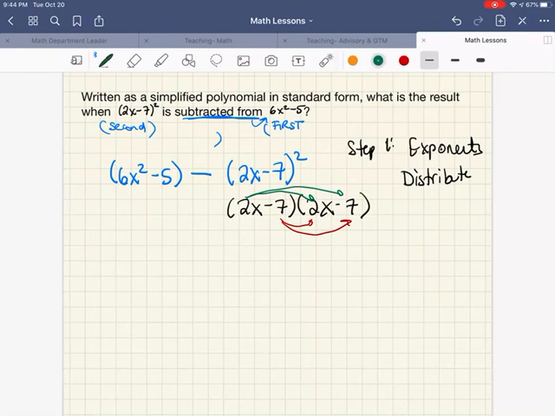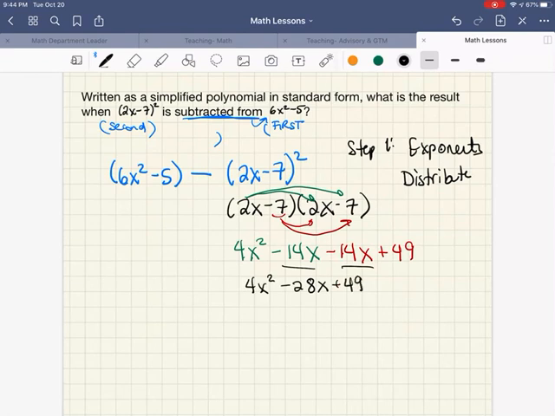Okay. So when I distribute the 2x times 2x, I get 4x squared. 2x times negative 7 is negative 14x. Now I distribute the negative 7. So I get negative 14x and positive 49. And I combine like terms. I end up with 4x squared minus 28x plus 49.